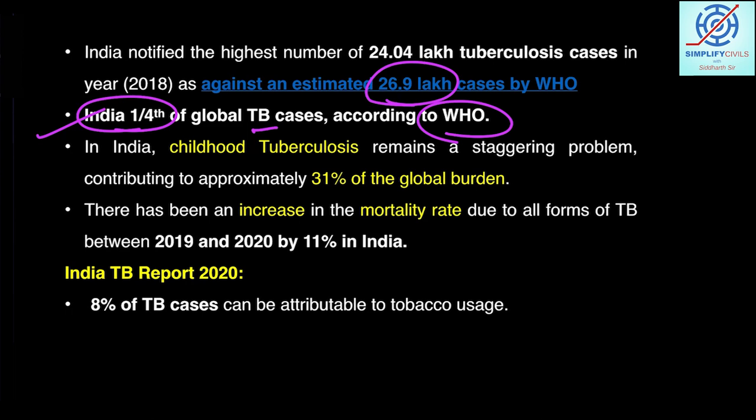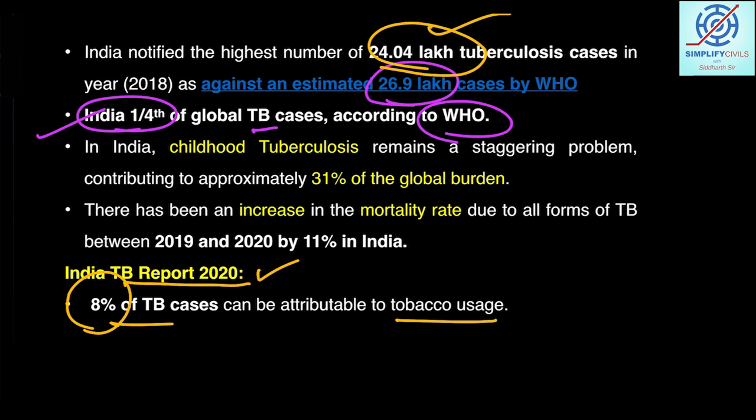However, later on India also did its study and accepted it, that in the TB report of 2020, India said that yes, we do agree that a high burden of cases is there in India. It is approximately 24 lakhs, not 26.9 lakhs. It's approximately 24 lakhs, but yes, it is again a very big number, and we must do something to eliminate it. It was also said that 8% of the tuberculosis cases are because of tobacco usage in India. So tobacco usage is becoming one of the reasons for tuberculosis in India.